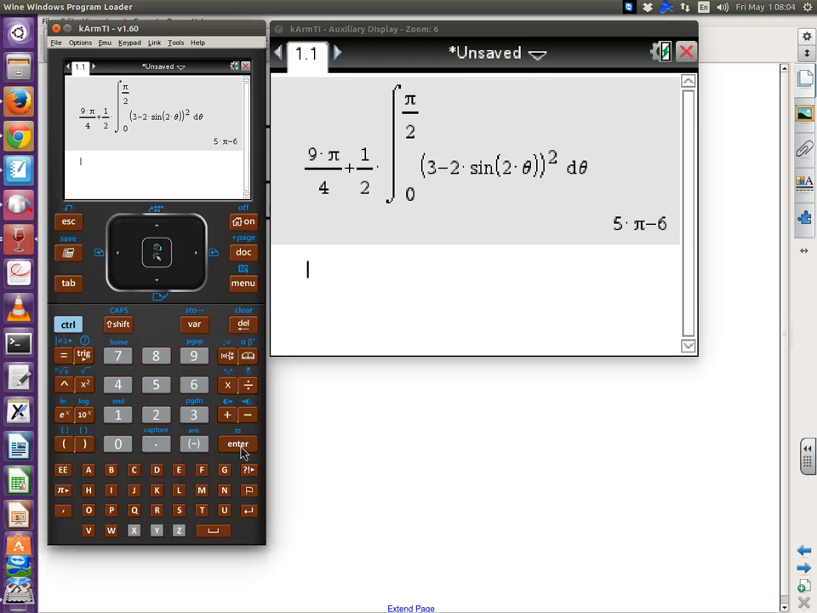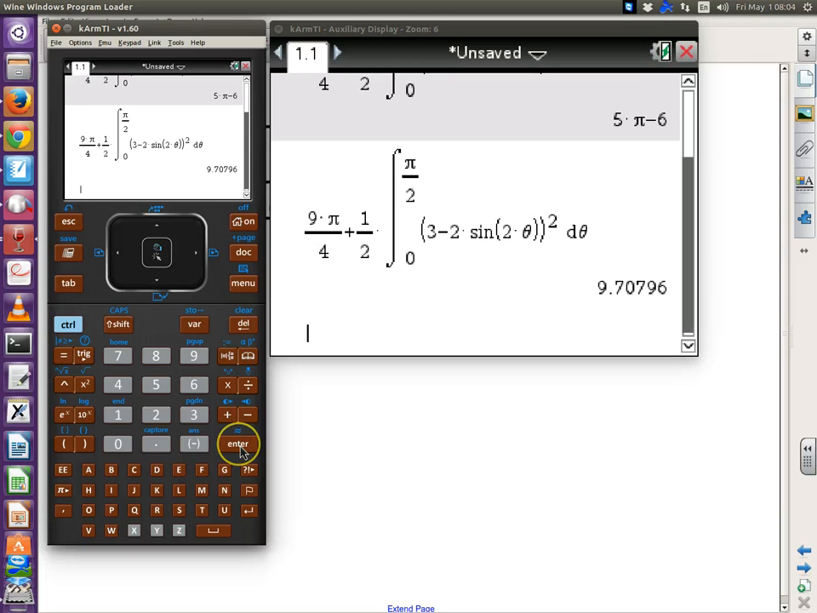Did you get this one? Did you do this one at all on your own? All right, how about a control enter? 9.708. Which part? You didn't get the same answer, did you? Did you enter the right parentheses and the right squaring and all that stuff? And don't forget, you have to be in radian mode.